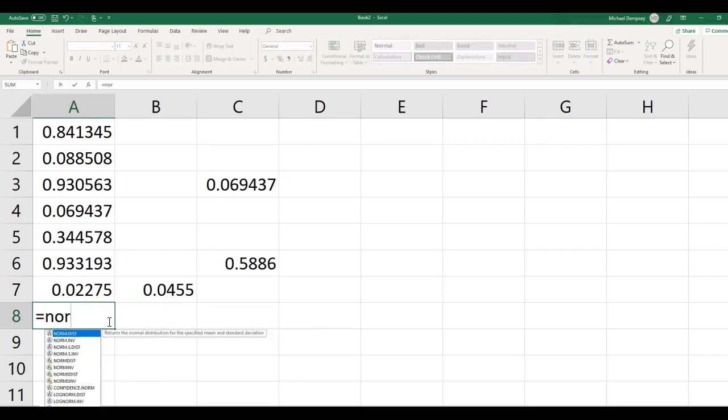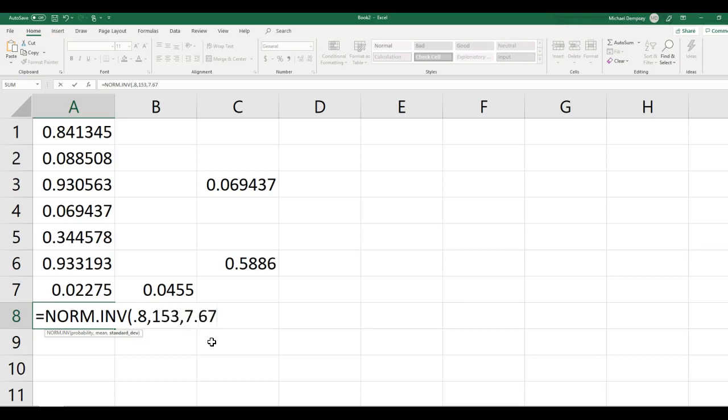So we go equals, start typing in norm, but notice you have this norm inverse. That's exactly what we want. We want the opposite of what we've been doing. Okay, so it asks me for probability. All right, so my probability is going to be 0.8, the probability that somebody falls below that. The mean was 153, and the standard deviation was 7.67.